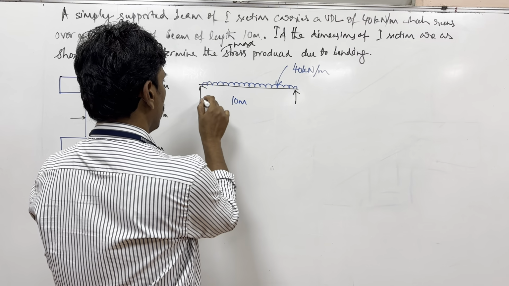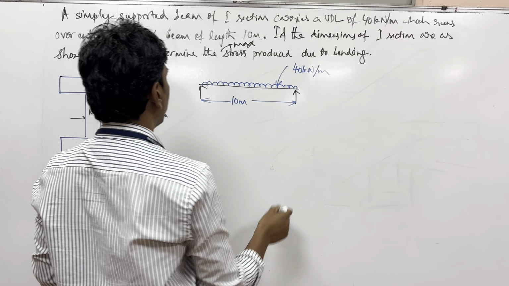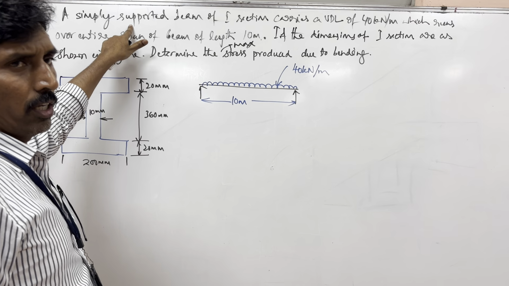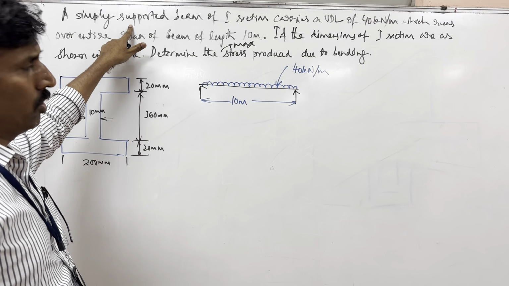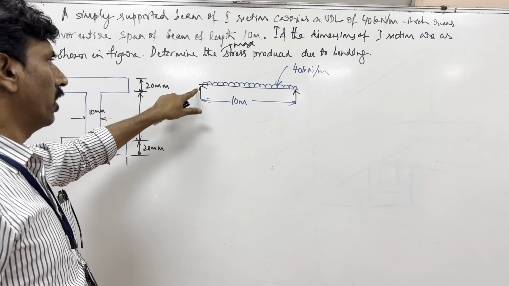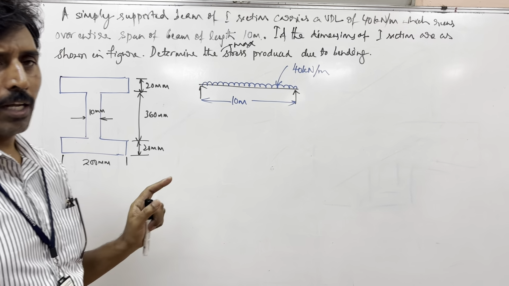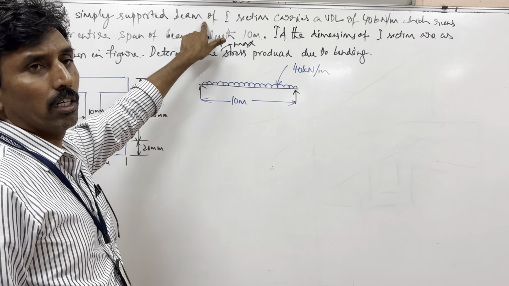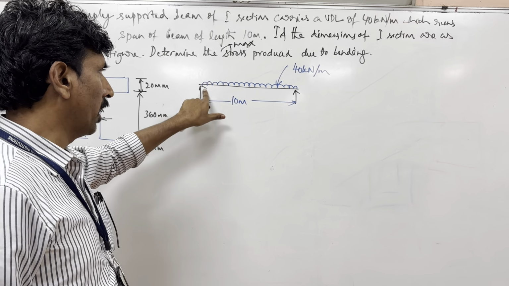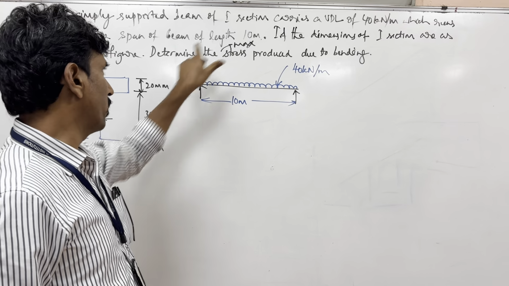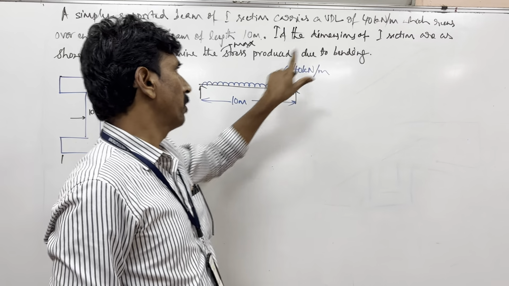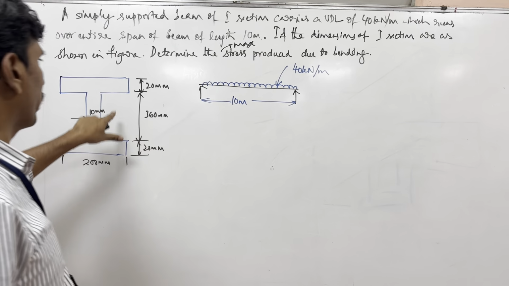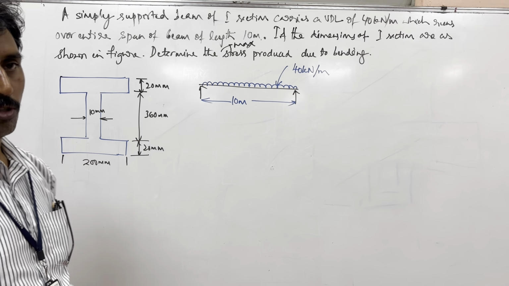So it is simply supported at the ends. They are not certain whether it is overhang or something. Therefore, assuming that the supports are at the ends, we are solving this. Sometimes some assumptions are made so that there is no confusion. Ends are not written, but we are still considering that the supports are at the ends. And its I section carries a UDL of 40 kilonewton per meter, which runs over the entire length of 10 meters. If the dimensions of the I section are as shown in the figure, determine the stress produced.